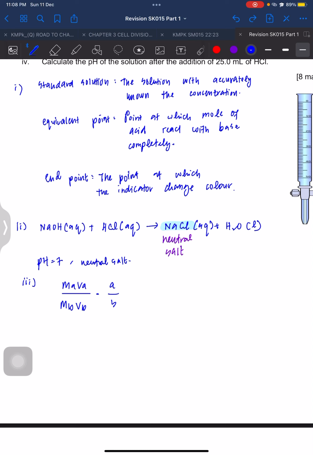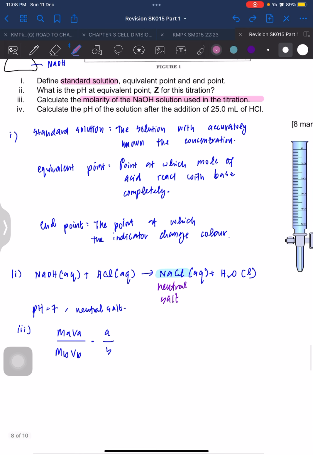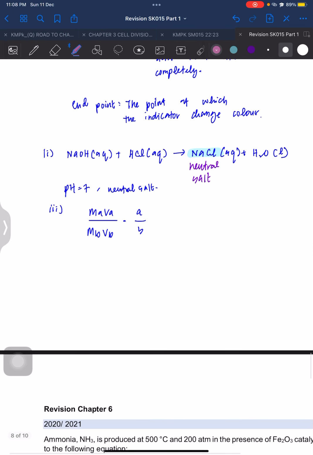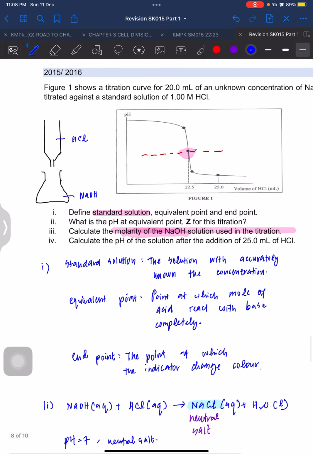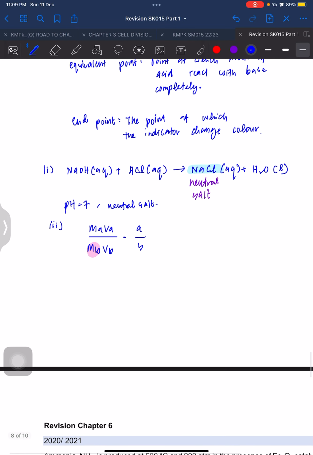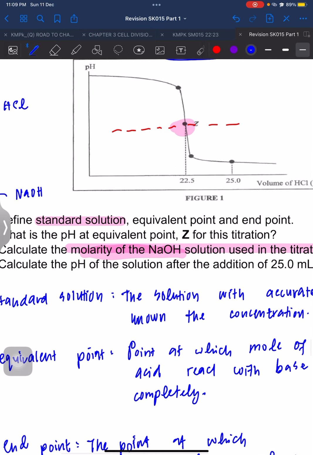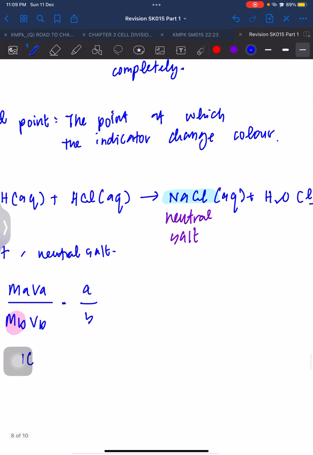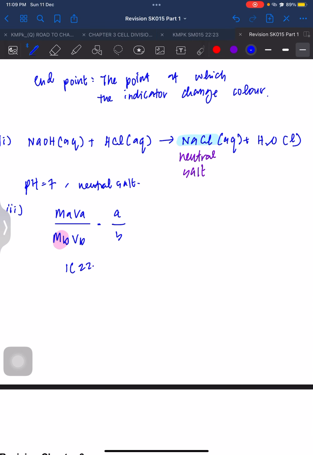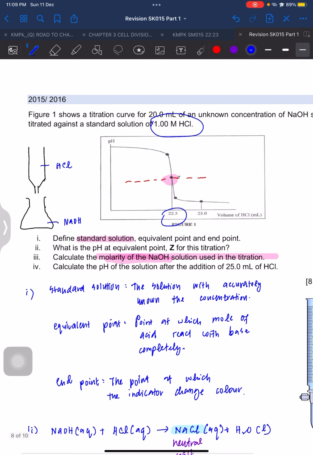So first thing first, dia nak apa? The molarity of sodium hydroxide, means you nak cari ni molarity of base. So molarity of acid kita dah tahu, iaitu 1 molar. And the volume of acid untuk kita capai the equivalent point must be 22.5. So that is the requirement untuk kita capai the equivalent point. And MB, we must find the value of MB. And what about the VB? Kita dah tahu, which is 20 mil.